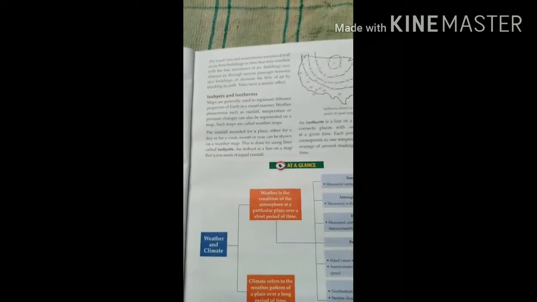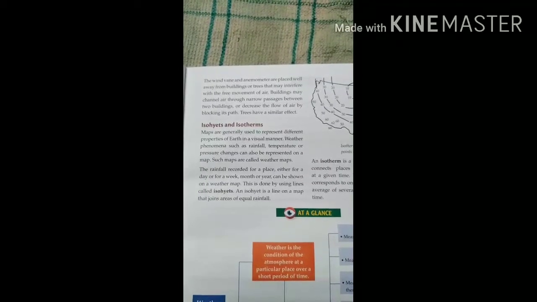So rainfall recorded before one week or month or one year can be easily shown on the weather map. This is done by using lines called isohyets. An isohyet is a line on a map that joins areas of equal rainfall. So this is called an isohyet. These are lines which are moving from west to east.